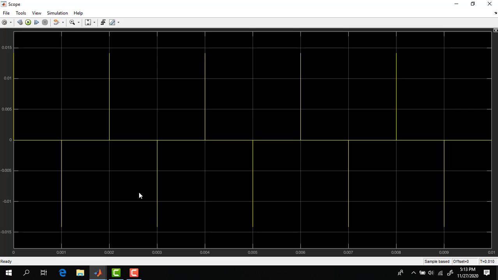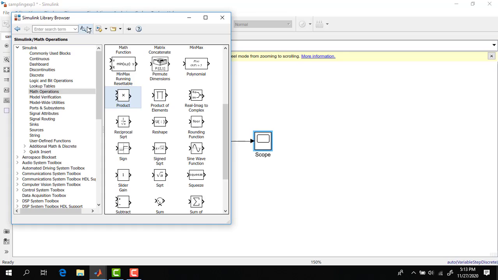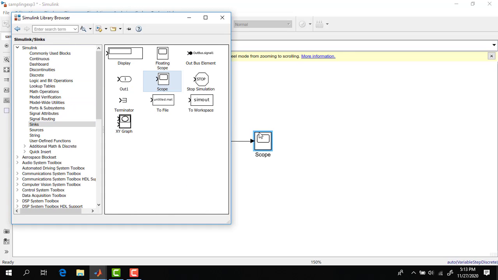If we want to visualize it a bit more, we want to increase the frequency of the sampling signal. That means we need to decrease the time period of the pulse train. Let's bring one more scope for better visualization.